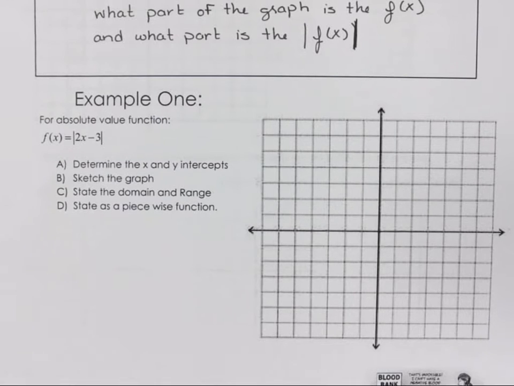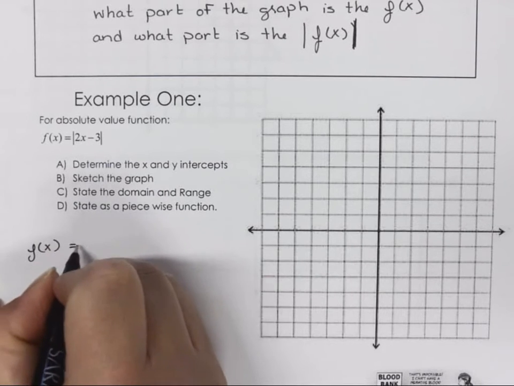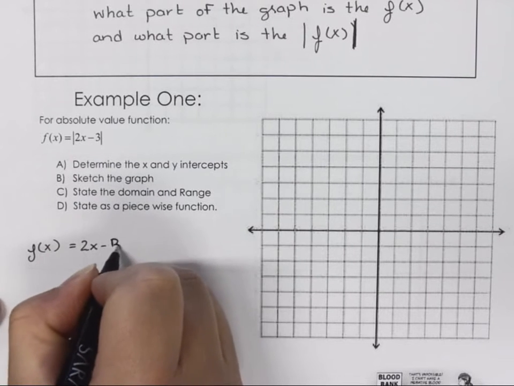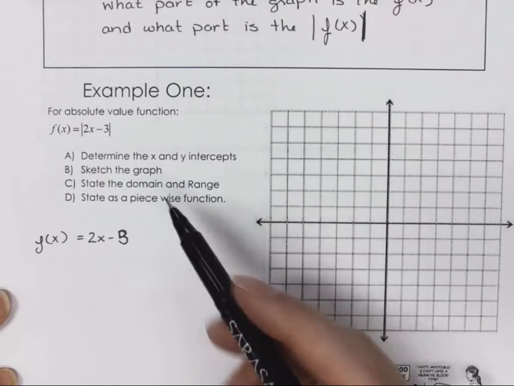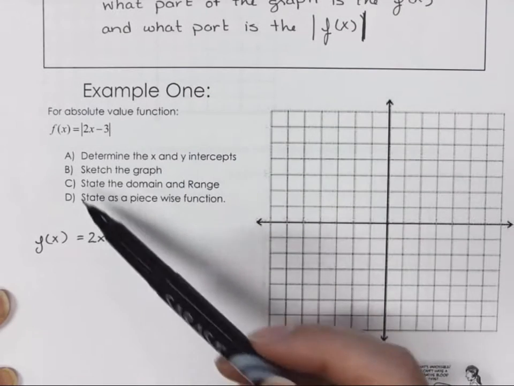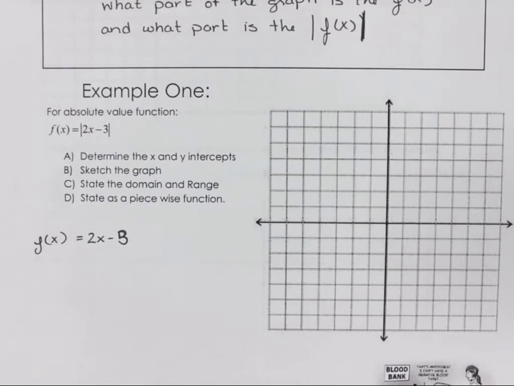Okay, so this is how we're going to graph them. I want you to graph this graph first. Ooh, that's supposed to be a 3. Okay, so notice all I did was take the absolute value brackets away, and I want you to graph that straight line.